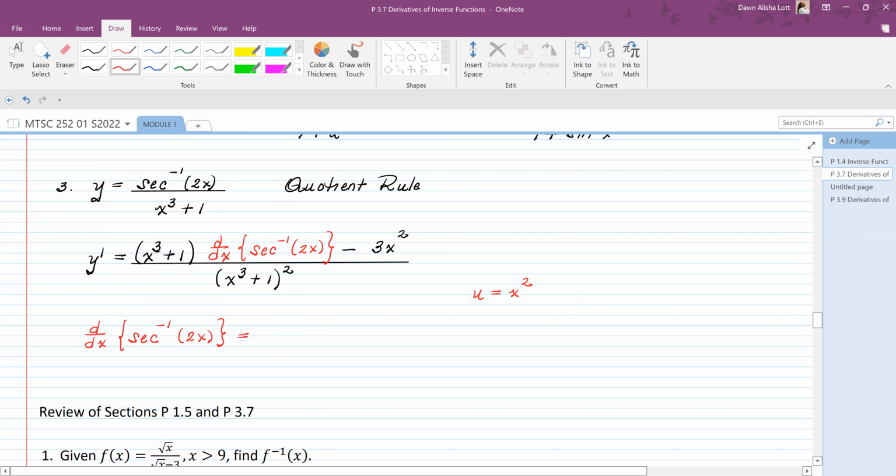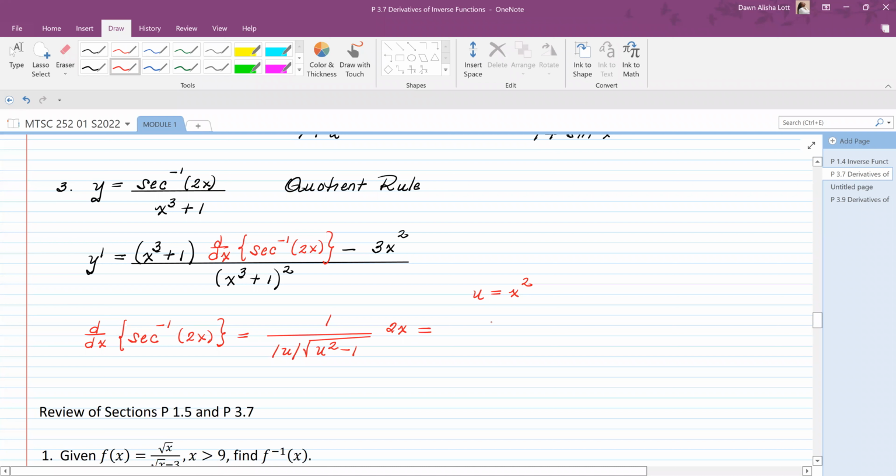So if u is 2x, then I need to take the derivative of this, and that becomes 1 over the absolute value of u times the square root of u squared minus 1. So I know I'm going to have that part. That's the derivative of the secant of u part. And then I have to multiply by the du dx part. So that's the 2 part.